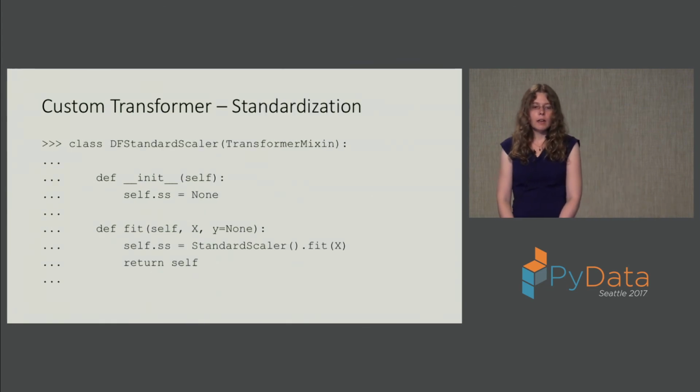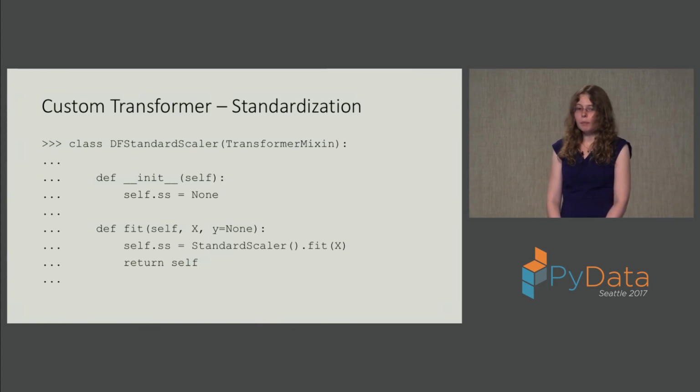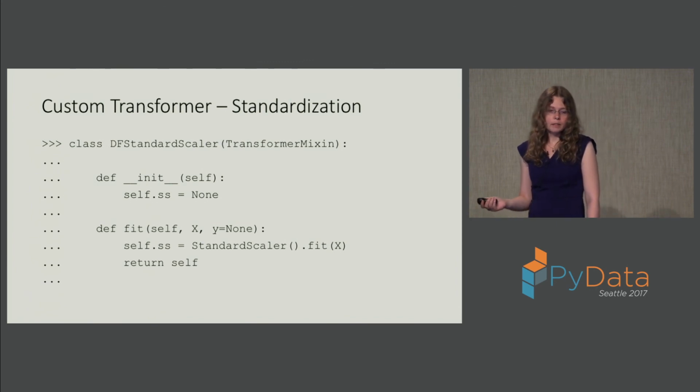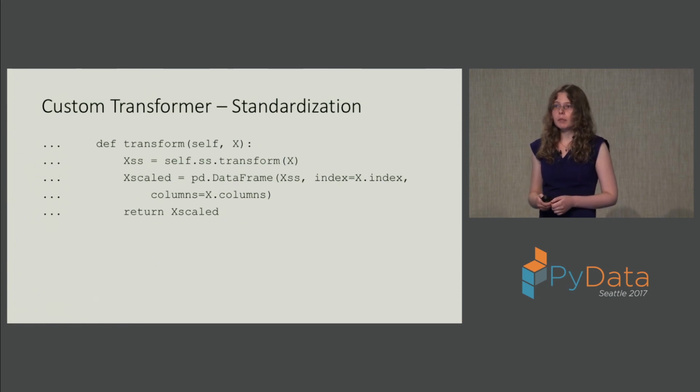And here's the standard scaler. The standard scaler is one of those transformers that returns a numpy array, so we'll just wrap it with a custom transformer. We'll create a field for that standard scaler to live in. For the fit method, we'll just fit it and save it. And then for the transform method, we'll transform with that internal standard scaler, and then put the index and the column names back on.